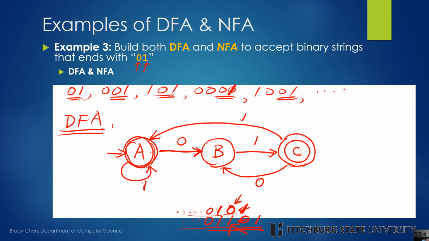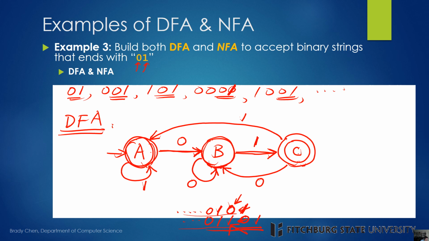Okay. Now let's see state B. For state B, we have defined the next state, which is C, for input 1. But what about when the current state is B but the input value is 0? Yes, that's correct. We stay in B, because if the next input is 1, then we're back to the accepting state. So basically, we define all the states for all the input values.